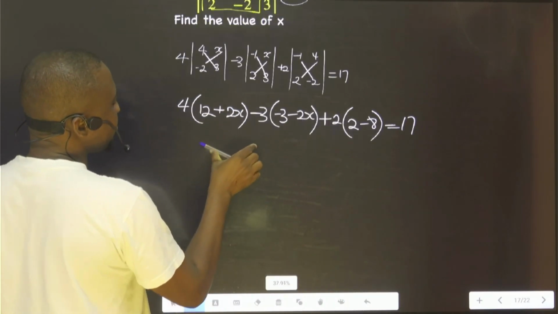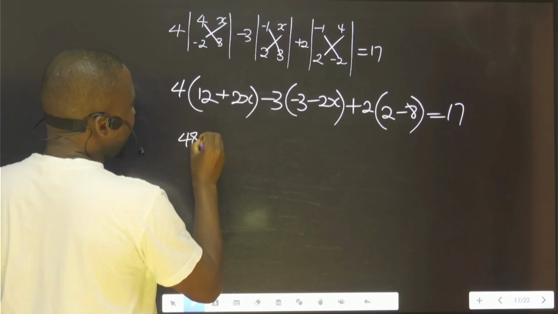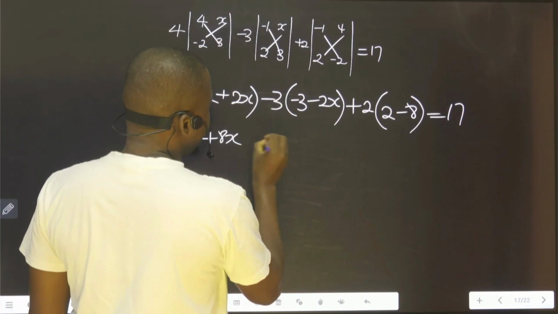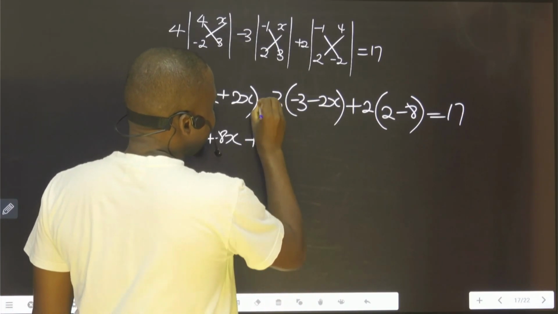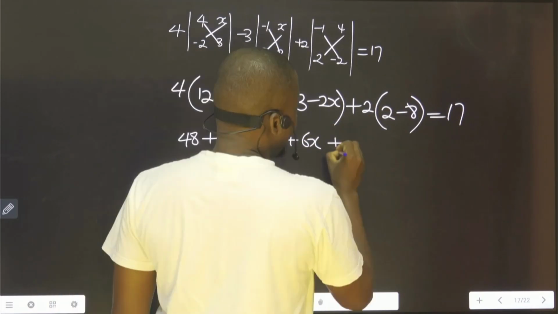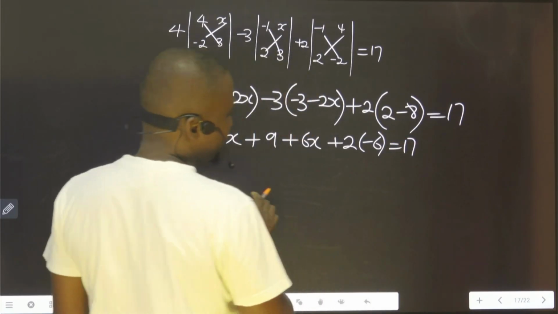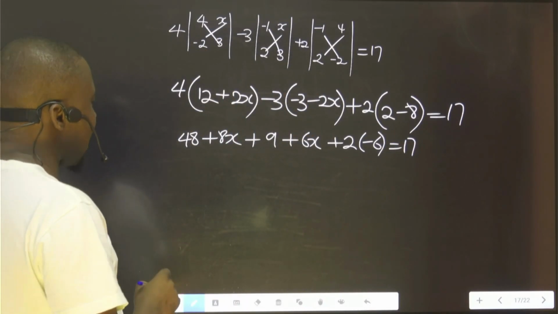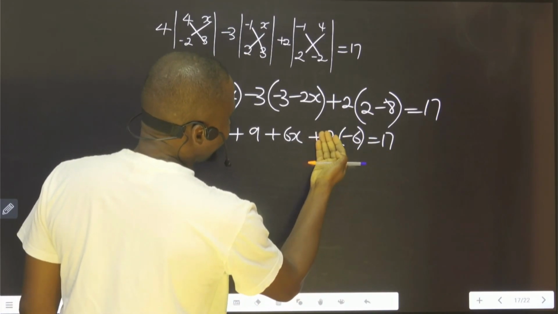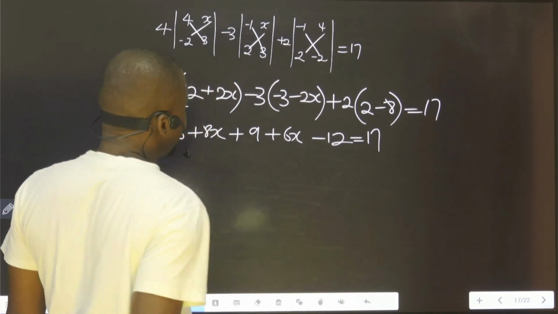This multiplied by this, that is 48. This multiplied by this, that is 8x. This is plus 9. This is plus 6x. This is plus 2 minus 6 equals to 17. That is to say, this one, without being told, you agree with me, is already minus 12. So let's just put it minus 12 equals to 17.